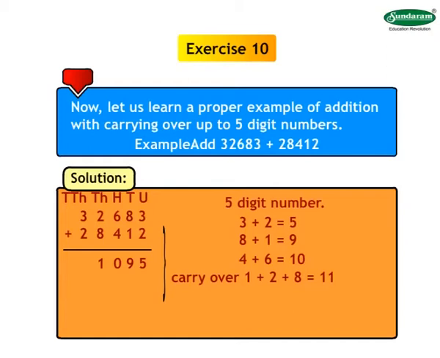The digit 1 in tens place of 11 is carried over to the 10,000s place to the left of thousands place as shown. In the 10,000s place, we have the carried over digit 1, 3 and 2. Add them, that is 1 plus 3 plus 2 is equal to 6. Write 6 to left of 1 in the 10,000s place in the answer. Therefore, answer is 32,683 plus 28,412 is equal to 61,095.